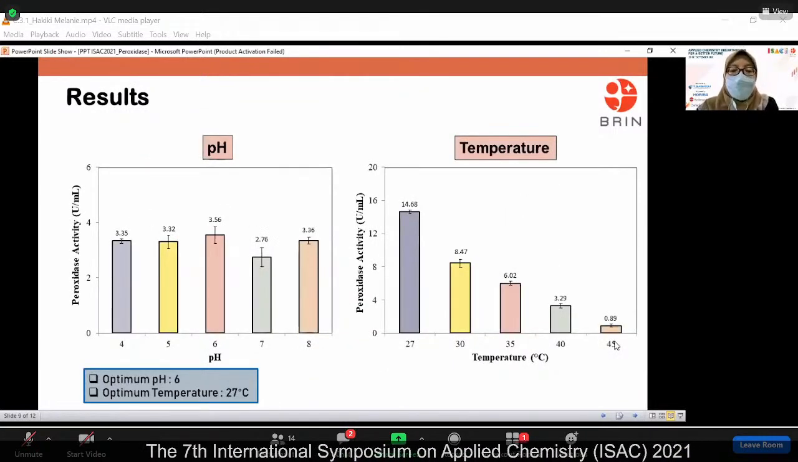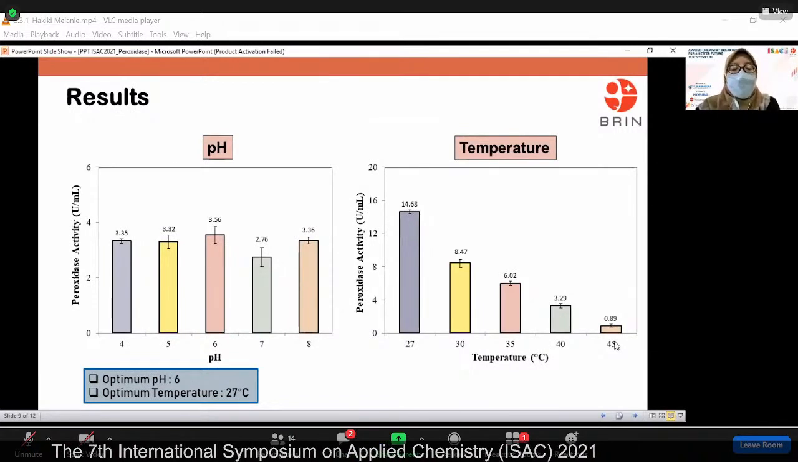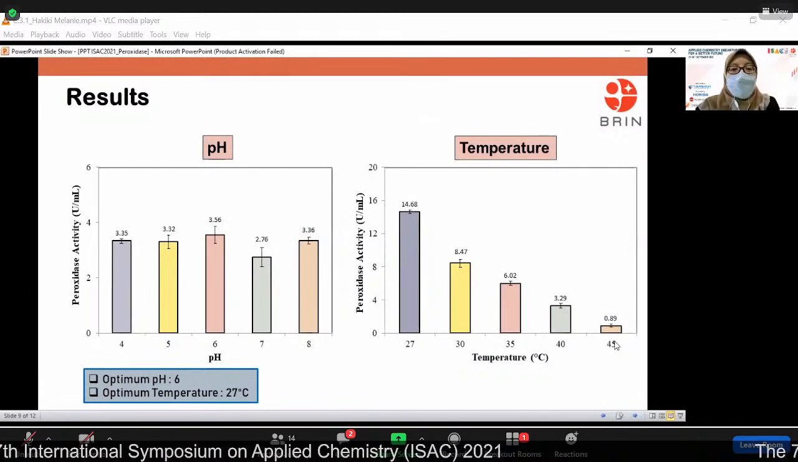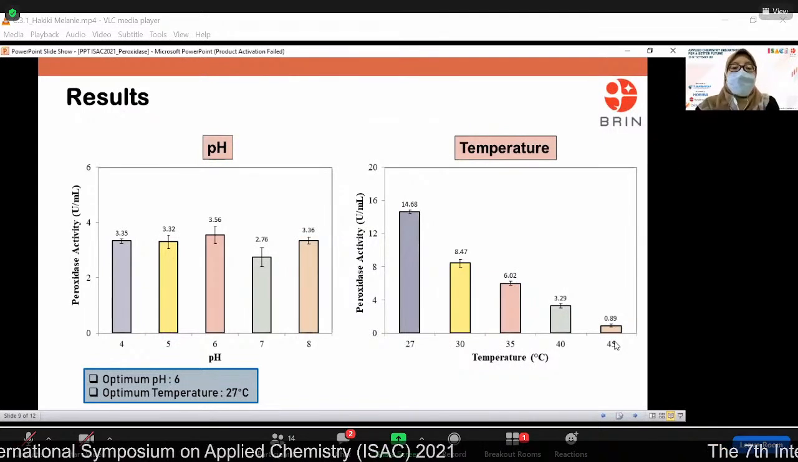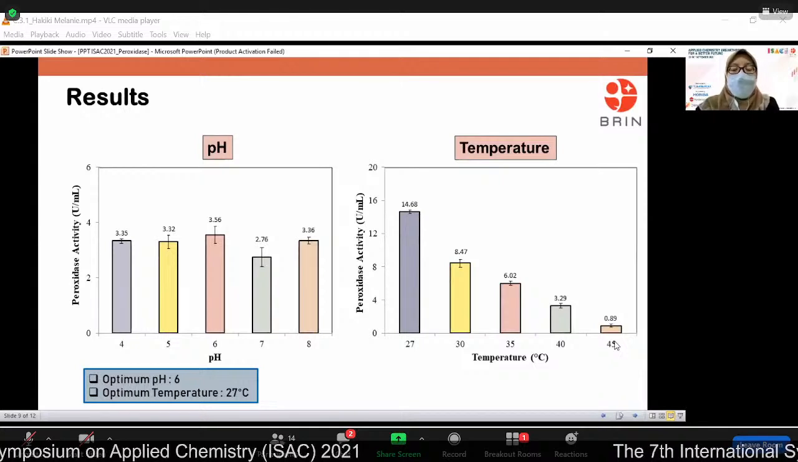pH is one of the most significant factors influencing enzyme activity. The pH can alter the ionization attributes of amino acid side chains. In this study, the peroxidase has an optimum pH value of 6 in a phosphate buffer with guaiacol as substrate. This result is in accordance with previous results stating that the optimum pH of peroxidase from plants ranges from 6 to 6.5.